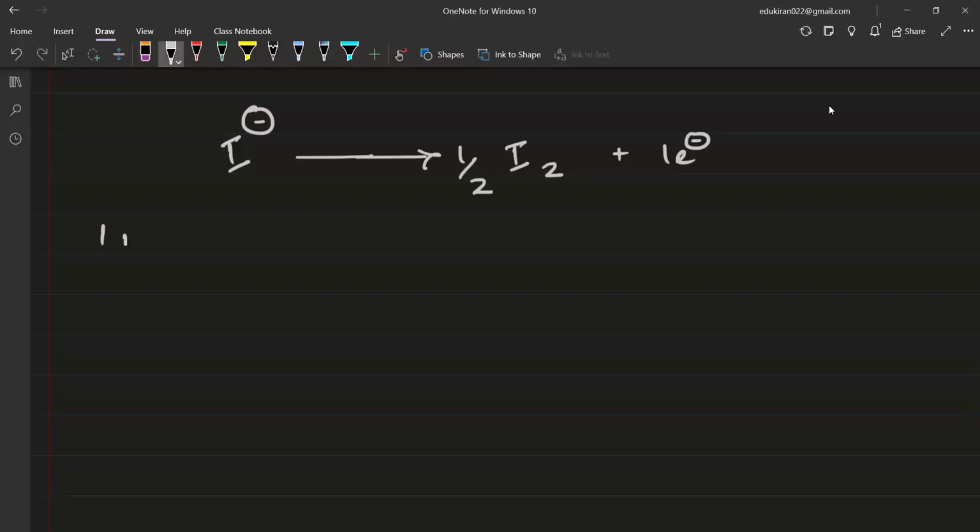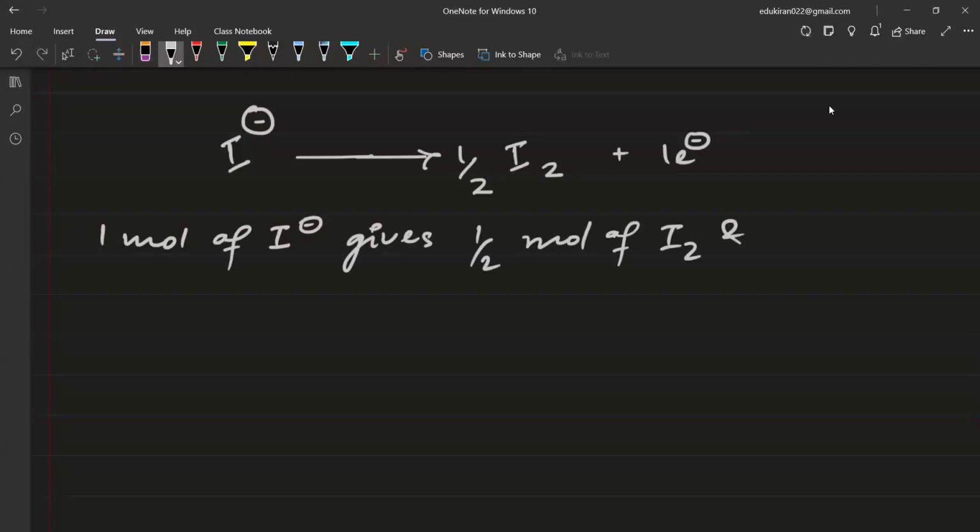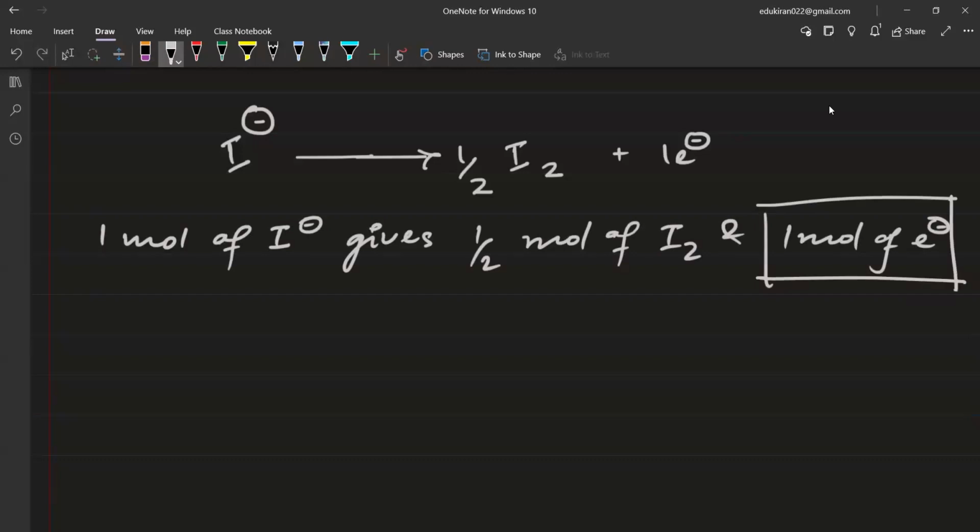How will you read this? 1 mole of I negative gives half mole of I2 and 1 mole of electron. Whatever the stoichiometry is here, that is in terms of mole. That is always in terms of mole. Okay? Now, if this reaction is giving you 1 mole of electron, what is the charge on 1 mole of electron?